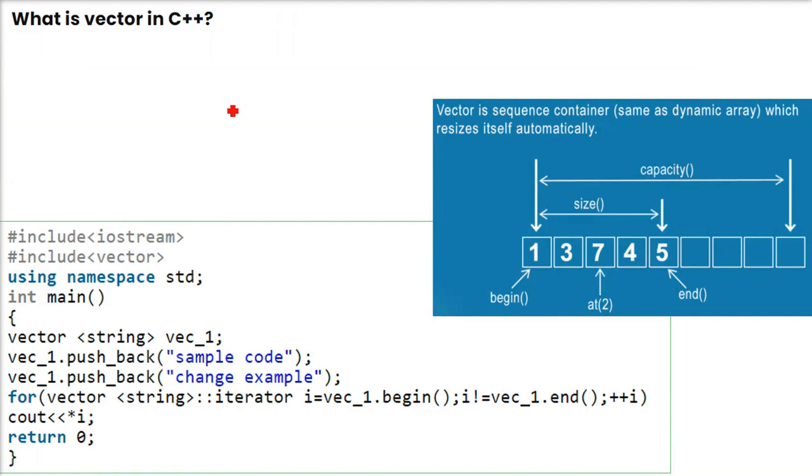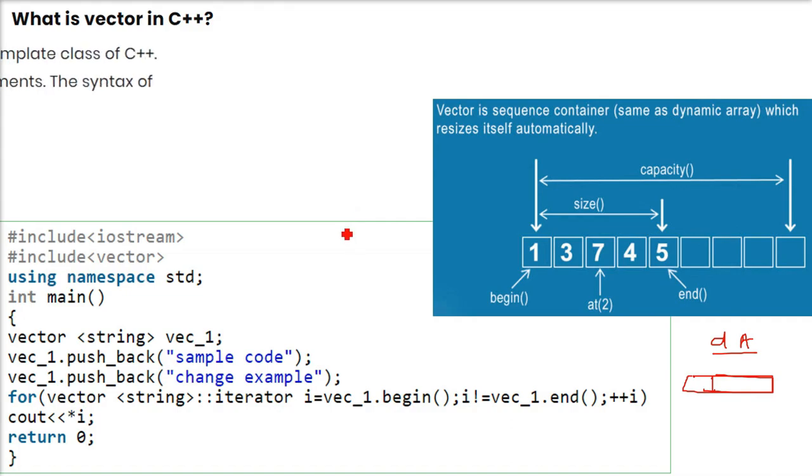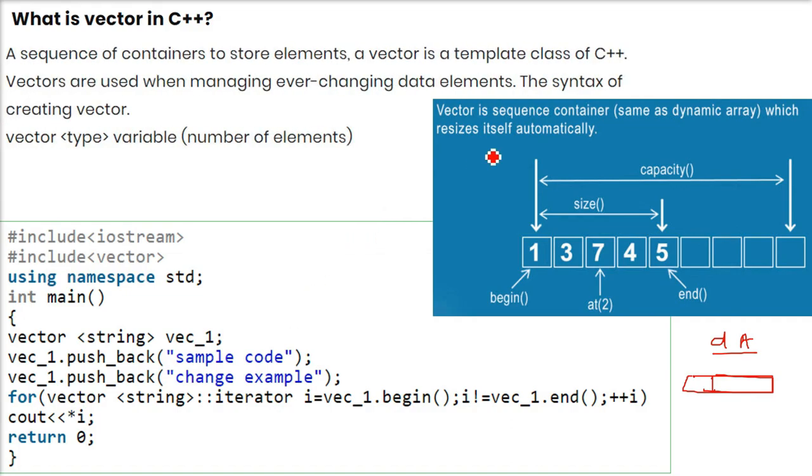What is vector in C++? So vector is nothing but a sequence container, just like a dynamic array, which resizes or changes its size automatically. That is, if in advance we are not aware how many elements it is going to contain, then we use the vector. A vector is a template class of C++ used to store elements.